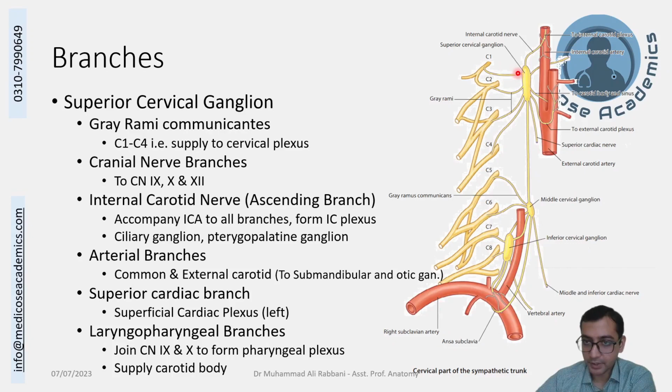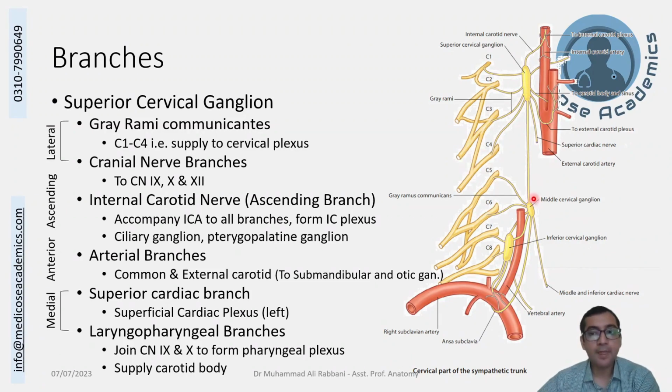First, the gray rami communicantes. They arise from the lateral aspect and supply C1, C2, C3, C4, and these will supply the postganglionic sympathetic fibers to the area of supply of these dermatomes. Second, cranial nerve branches. Some nerves join the vagus nerve, glossopharyngeal nerve, and hypoglossal nerve. These joining nerves become a part of the pharyngeal plexus.